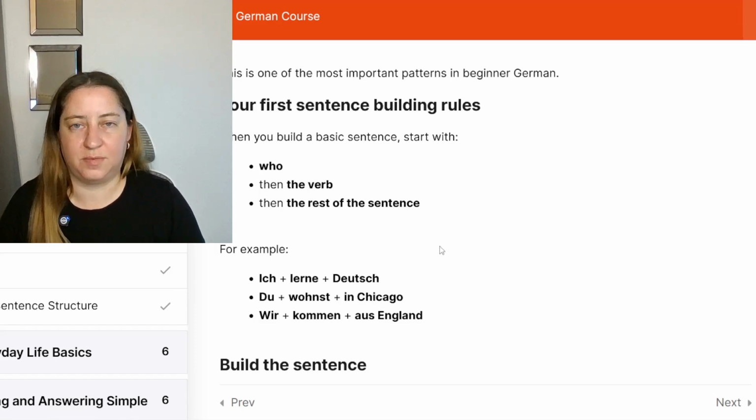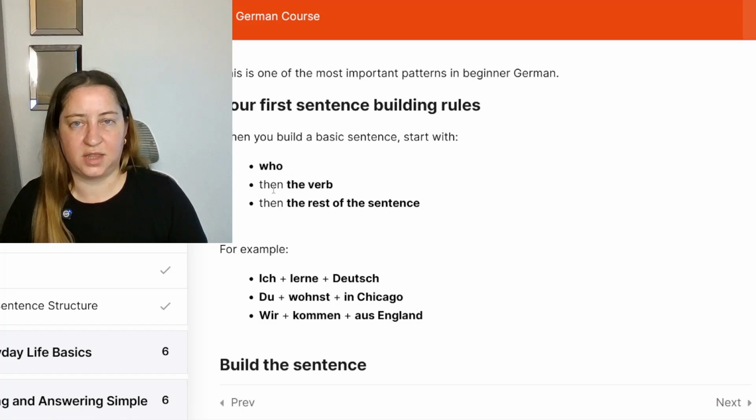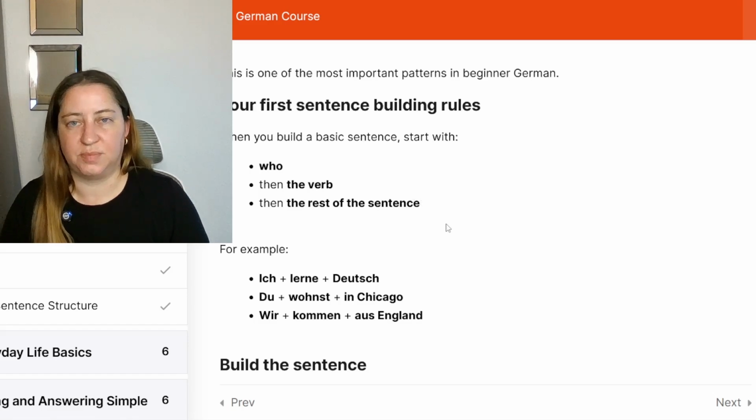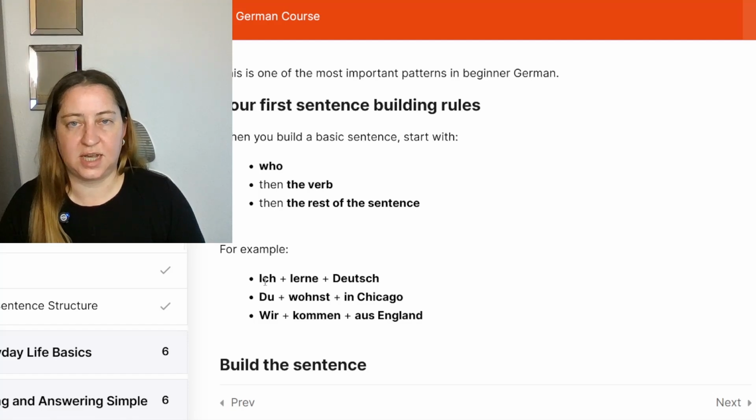So when you build a basic German sentence, start with who, the person. Your pronoun, the name of the person, the subject. Then use the verb. We conjugate the verb depending on the pronoun we're using. Then we add the rest of the sentence, the direct object, the prepositional phrase. For example, ich is I. That tells us who. Ich lerne. Lernen is our verb, to learn. And Deutsch is the language we're learning.